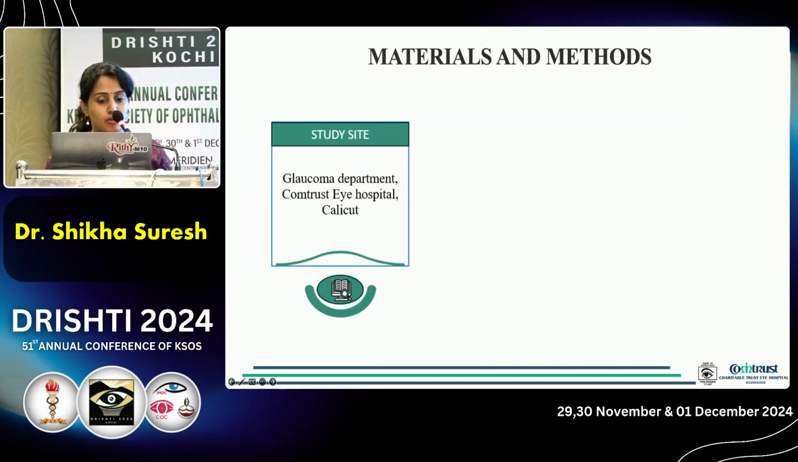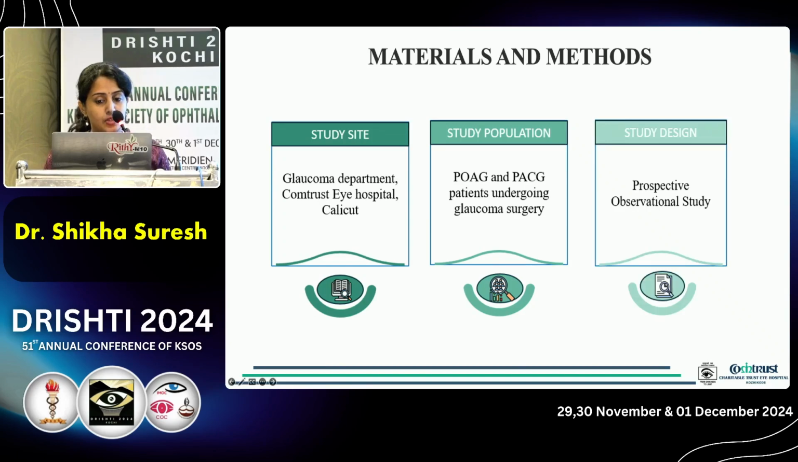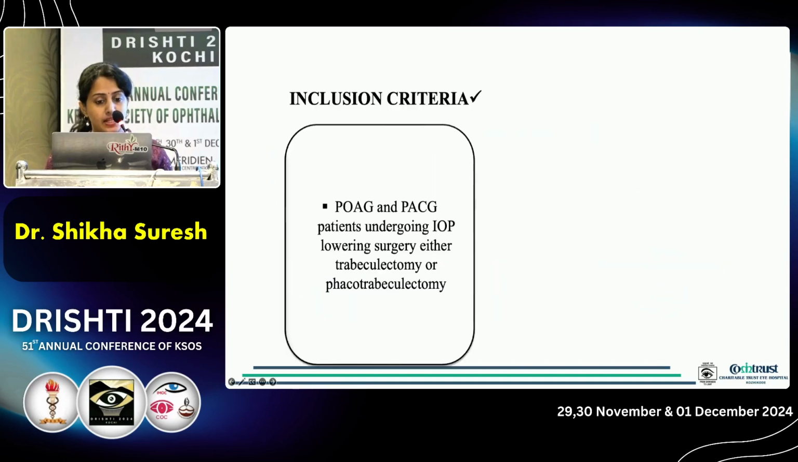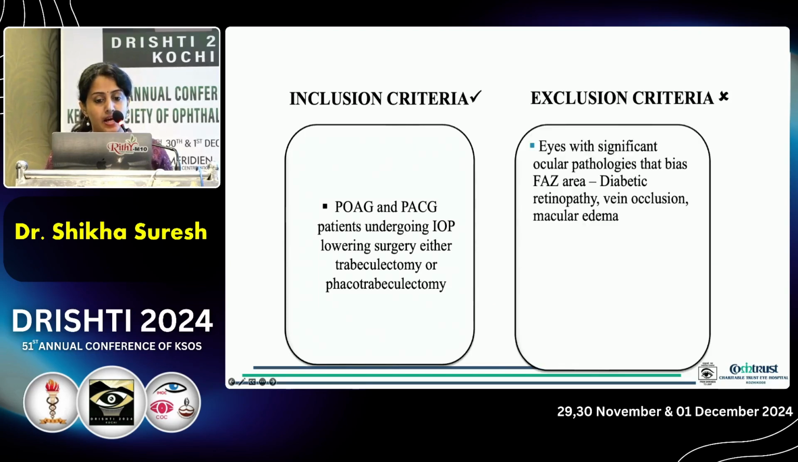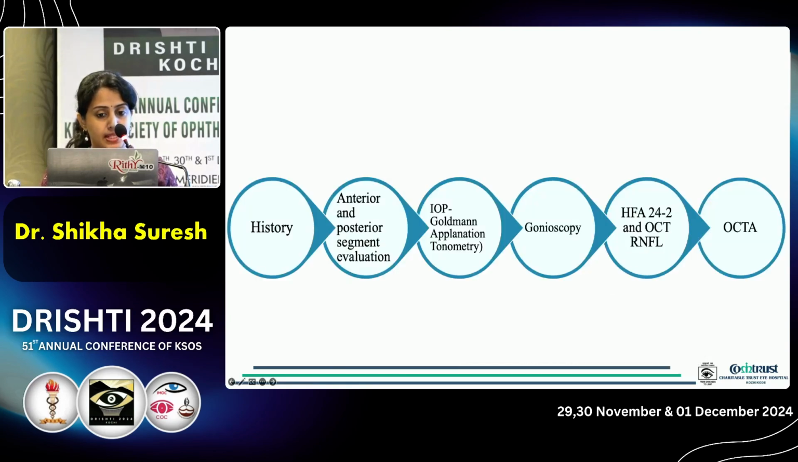Study site was the Glaucoma Department, Combe Trust. Study population: POAG and PACG patients undergoing glaucoma surgery. It was a prospective observational study. All POAG and PACG patients undergoing IOP-lowering surgery, either trab or phacotrabeculectomy, were included in the study. Eyes with significant ocular pathologies that bias FAZ area were excluded: history of ocular trauma, uveitis, Parkinson's disease, Alzheimer's disease, stroke, trabeculectomy with complications, and poor quality scans.